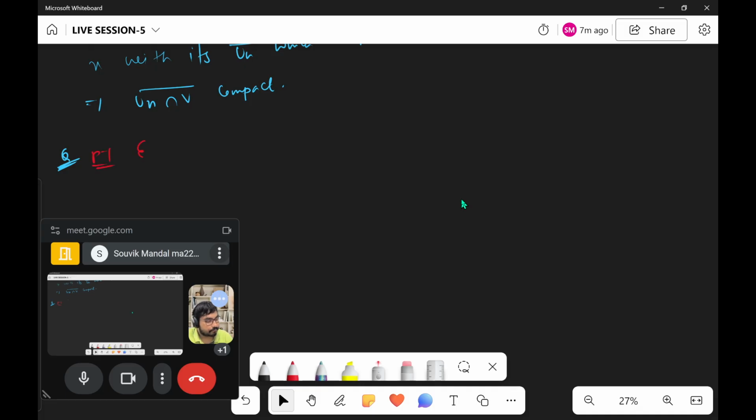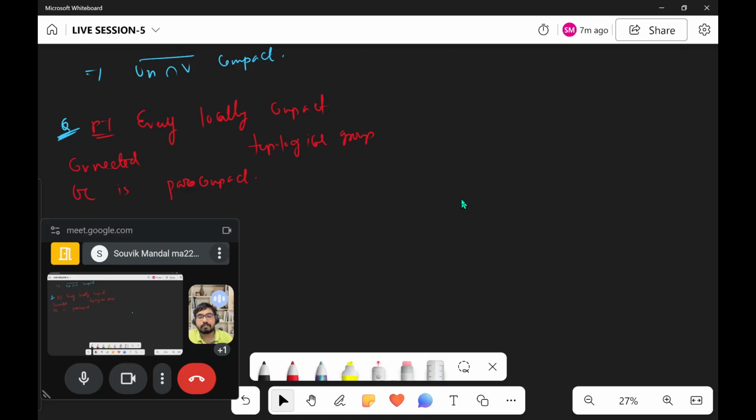Prove that every locally compact, connected topological group G is paracompact. Sorry, it is not oriented, just a locally compact connected topological group G. Every locally compact connected topological group G is paracompact.